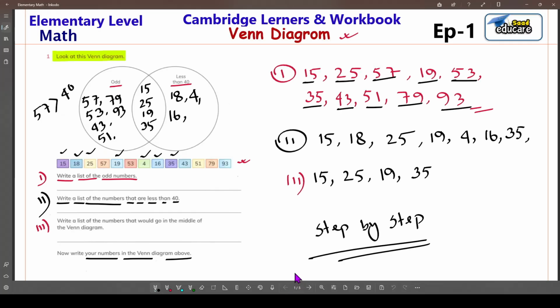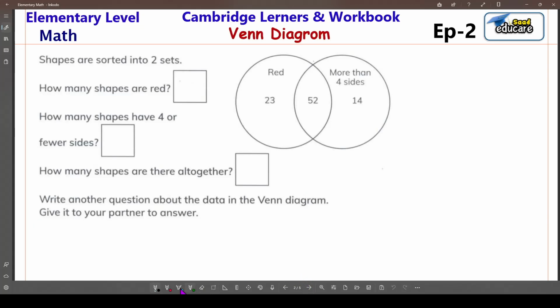Last episode we also discussed Venn diagrams, where we found numbers that are odd and less than 40. This video also has two circles. One is red, another one is more than 4 sides, and we have to find some values. Let's start. I already told you there are two circles, one is red, another is more than 4 sides, and here are some questions where shapes are sorted into two sets. One set is red, another set is more than 4 sides.